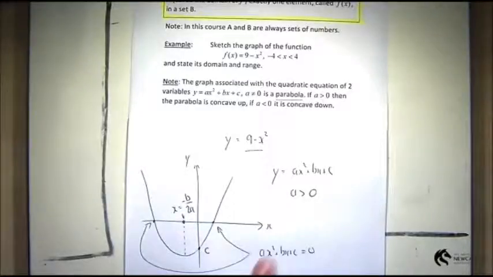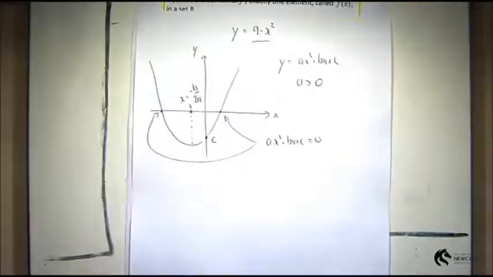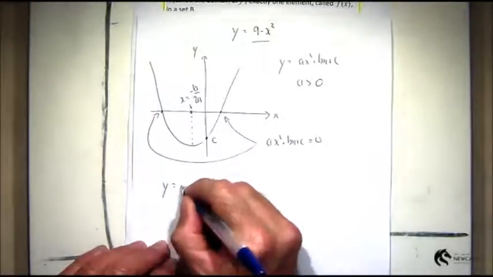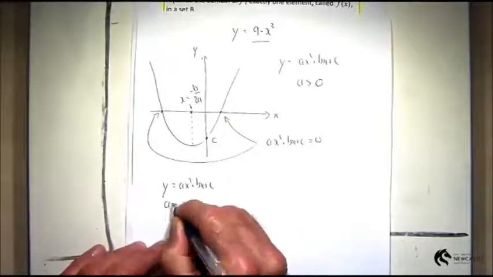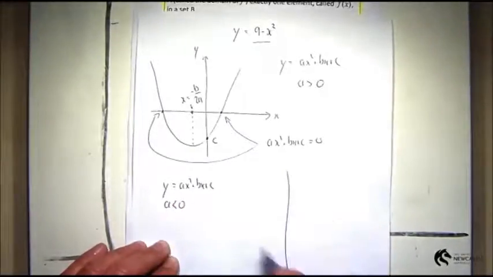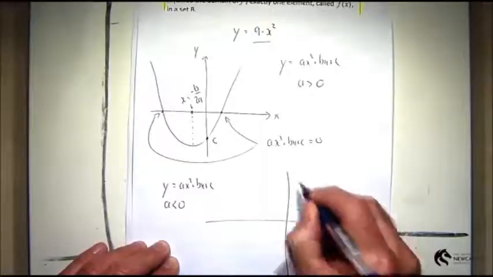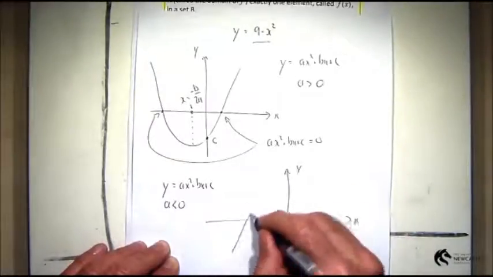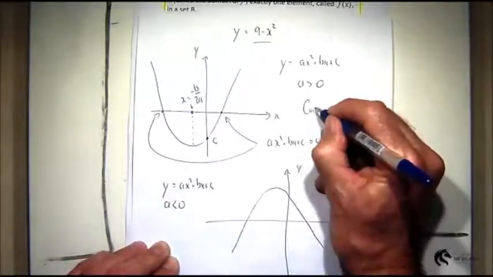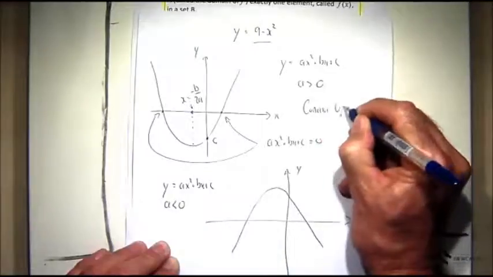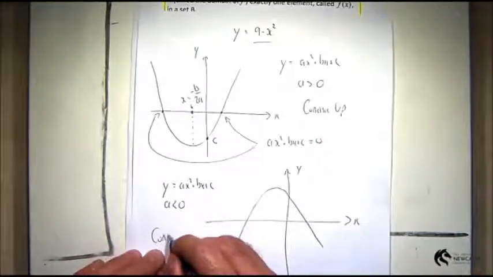Let me do the same thing when a is less than 0. So let me slide that up to there. And now let me say I have y is equal to ax squared plus bx plus c, but a is less than 0. X, y. So this time it's concave down. So I should have said that's concave up. This one is concave down.